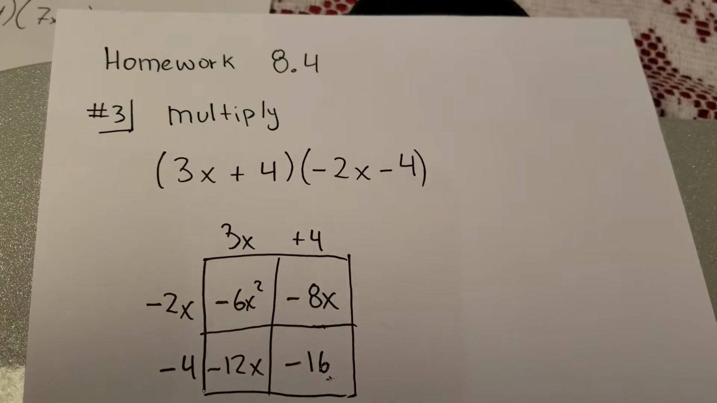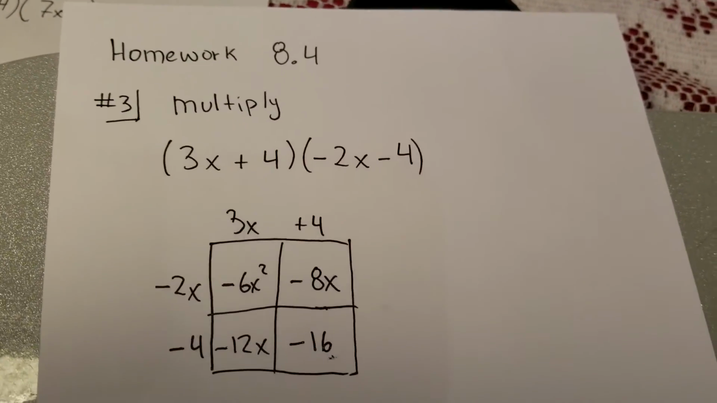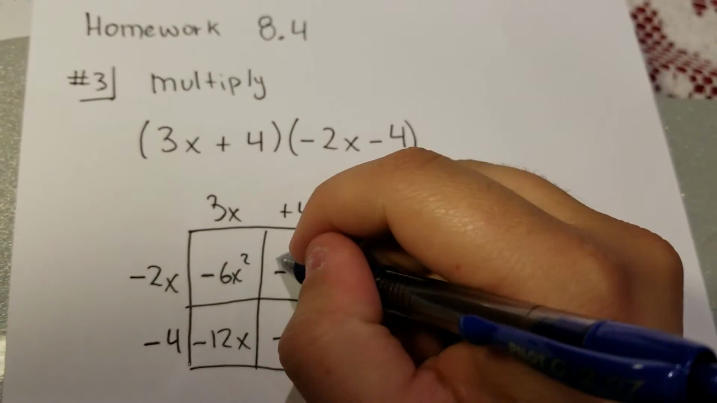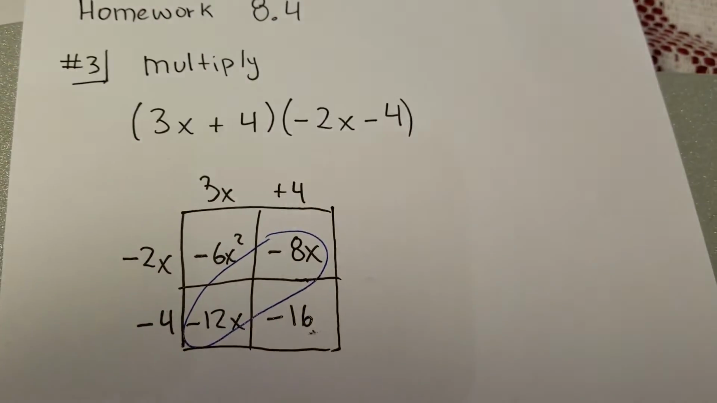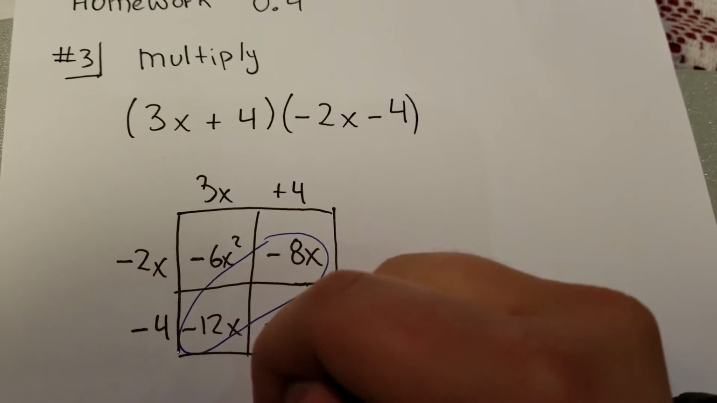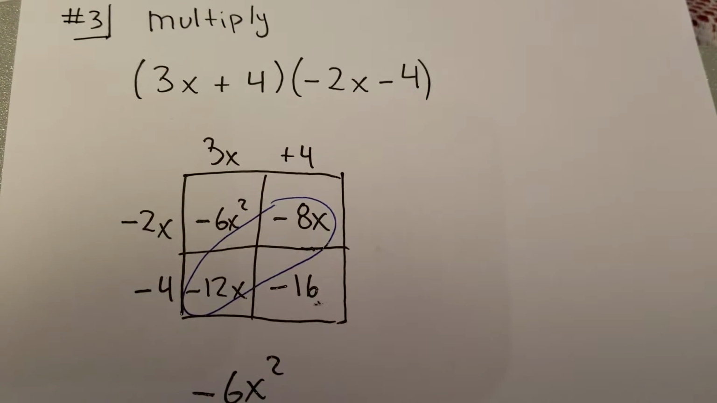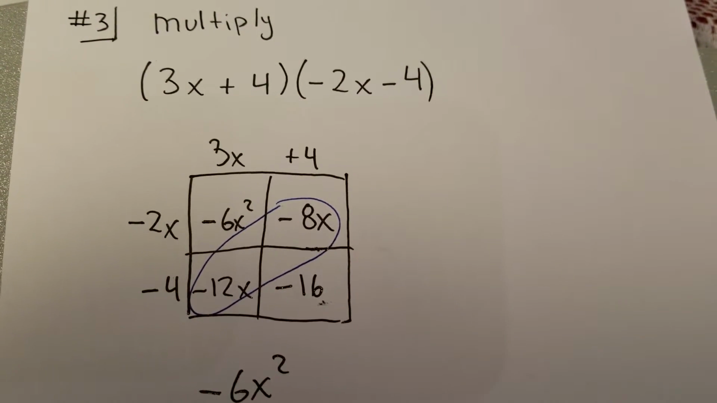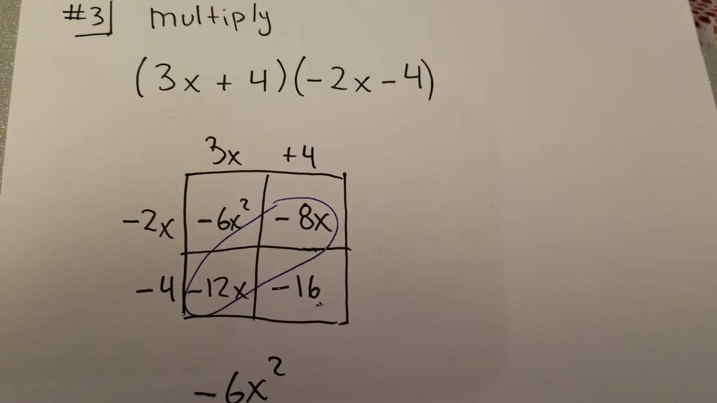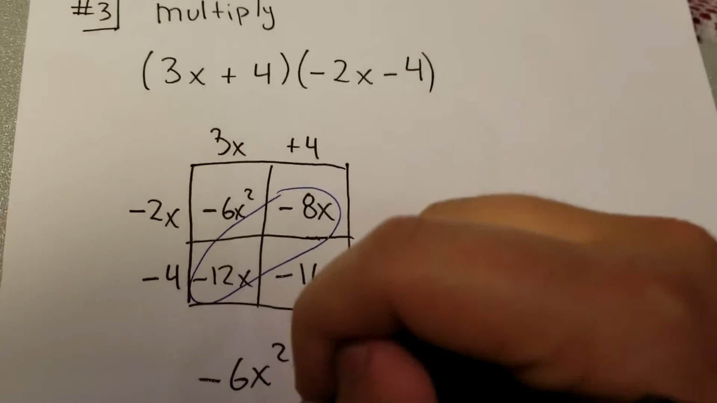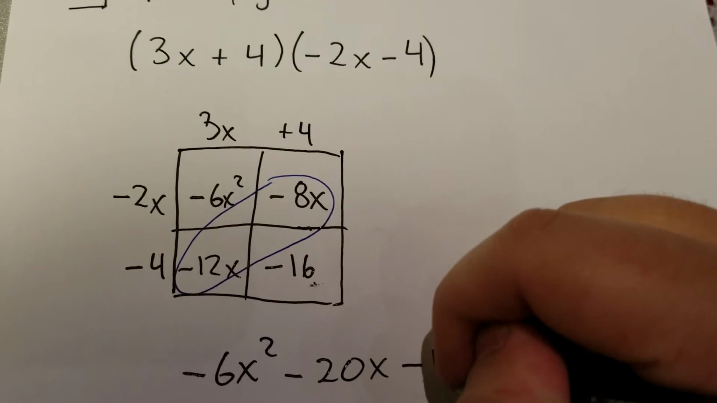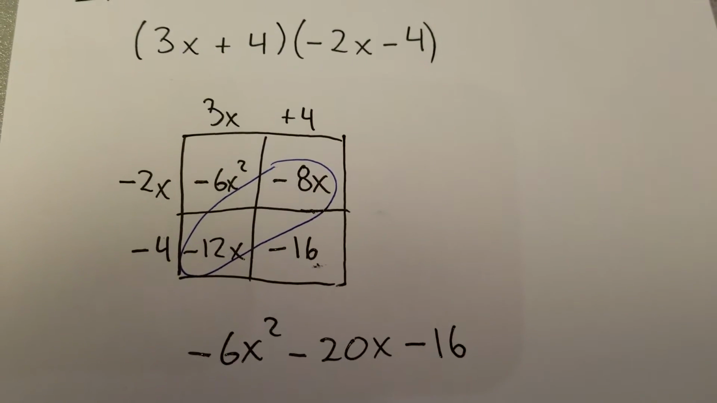The very last thing that we have to do, let's take a different color here, is combine like terms. You have a negative 12x, but then you have a negative 8x. Let's combine those. So we're left with a negative 6x squared. Negative 8x and a negative 12x is what? If you're telling me that it's a negative 20x, I will take that answer. Negative 20x, and we're still left with a negative 16. There you go. That should be the correct answer.